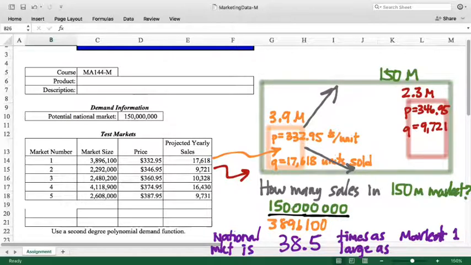Now, how do I turn that number into the total sales that we expect in that national market? What's the second step? We need to scale up the total sales by that amount. Here the assumption, remember, is that the test market was representative of the national market, which means that if I have 38.5 times as many people in the national market, I'm going to sell 38.5 times as many products in the national market. So my total sales, we expect to be 38.5 times the sales in that test market. So multiply that by 17,618.